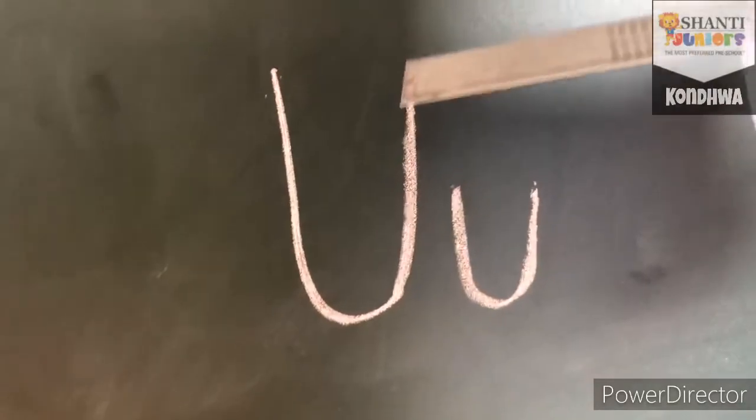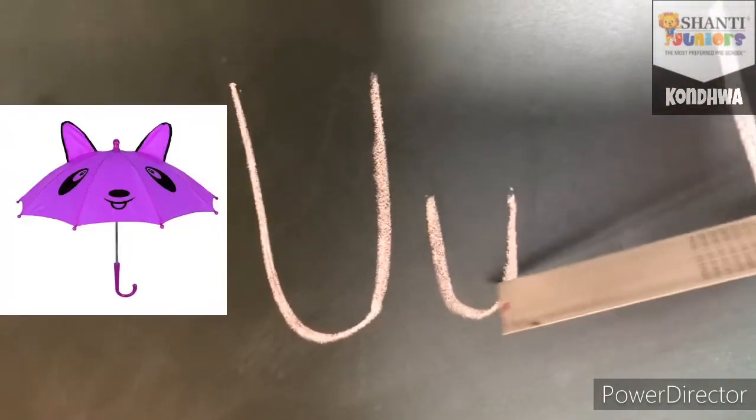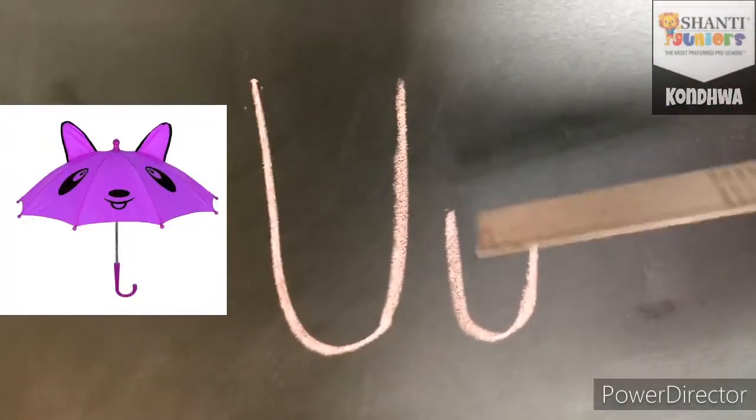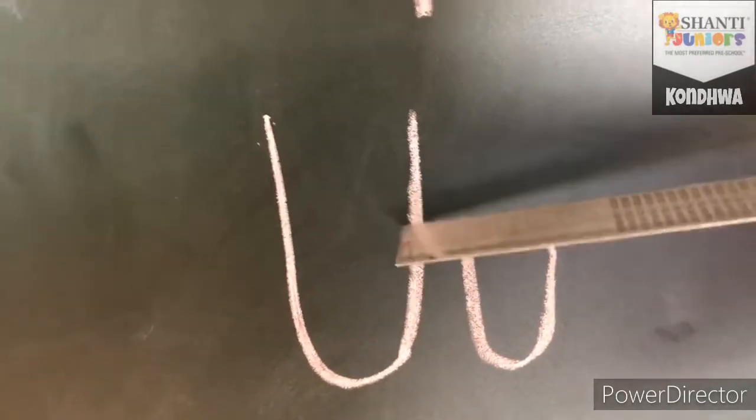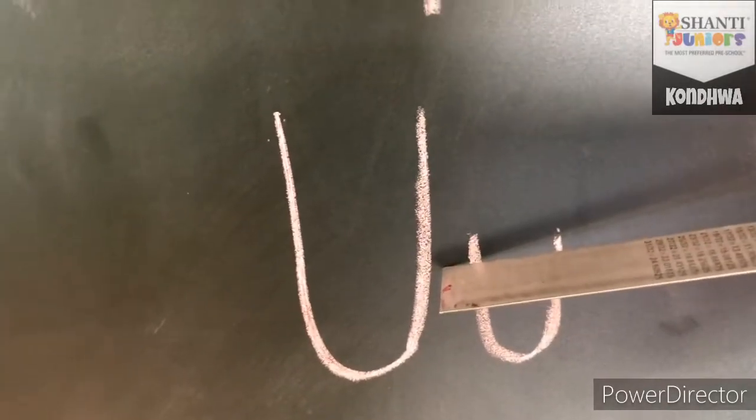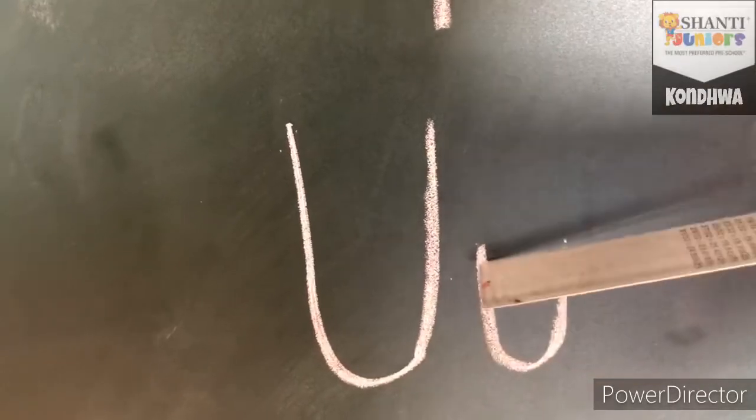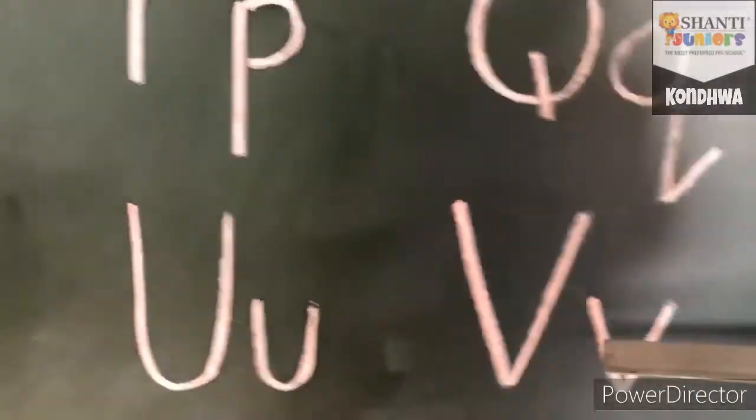See which letter it is. This is letter U. This is capital U and this is small u. What comes from U? U for umbrella and U for uncle. Okay. Now we'll go to the next letter.